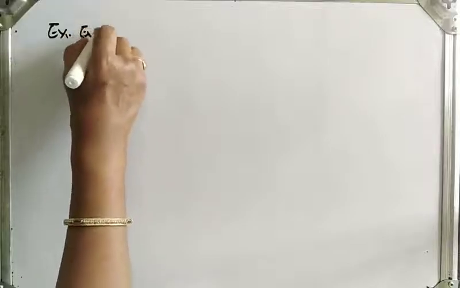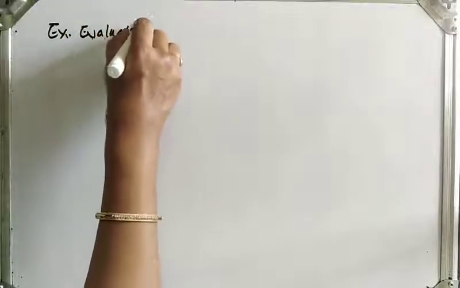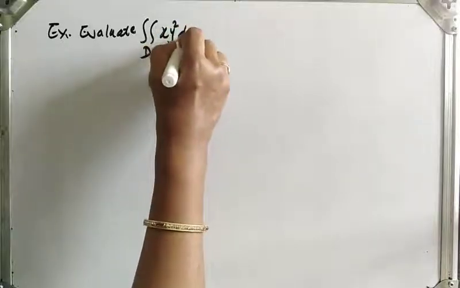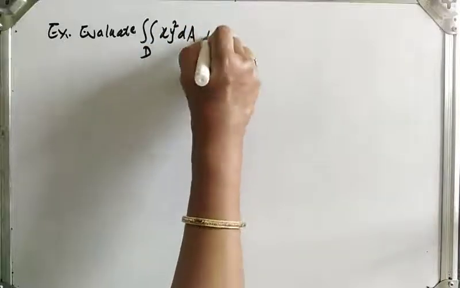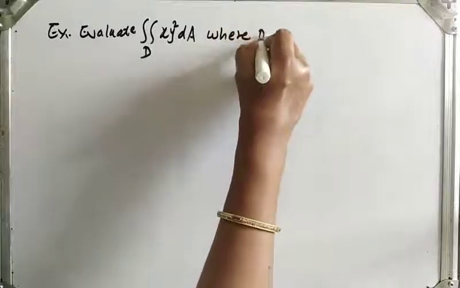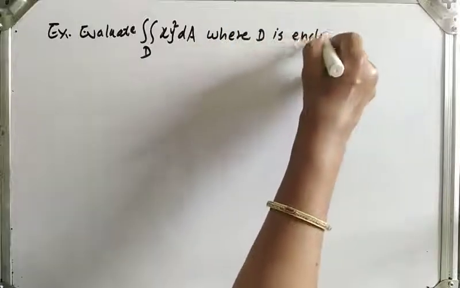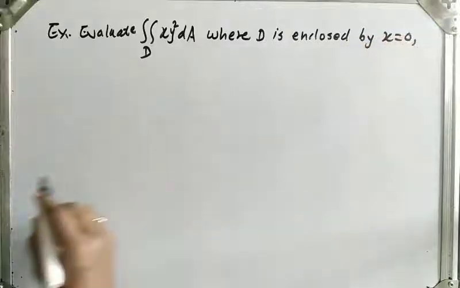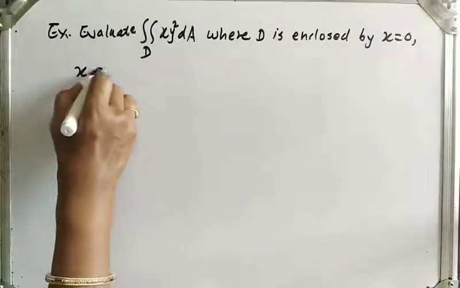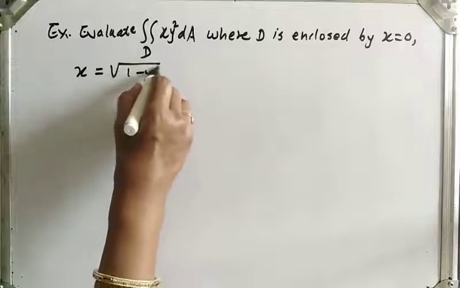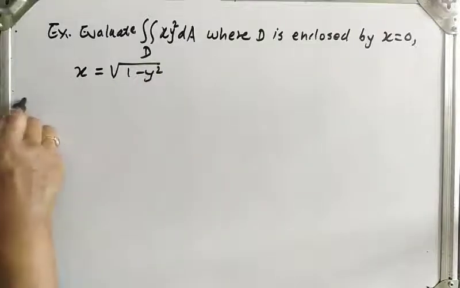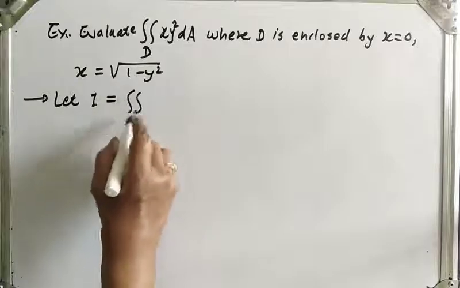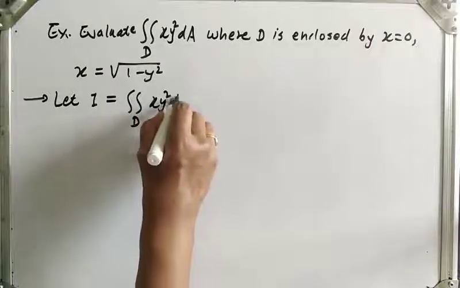Evaluate the double integral over D of xy² dA, where D is enclosed by x equals 0 and x equals square root of 1 minus y². So what is given? Let I equal the double integral over D of xy² dA.